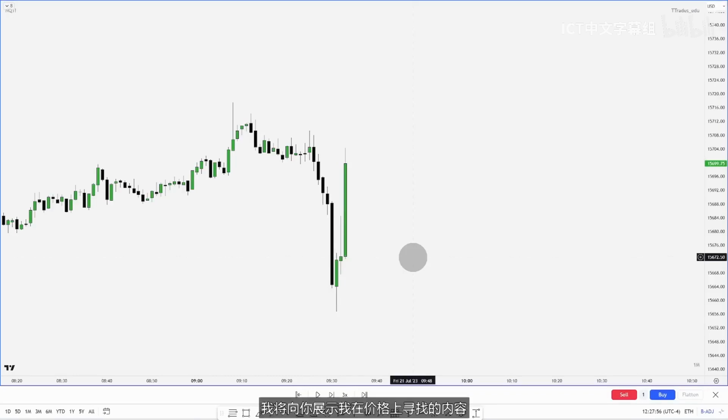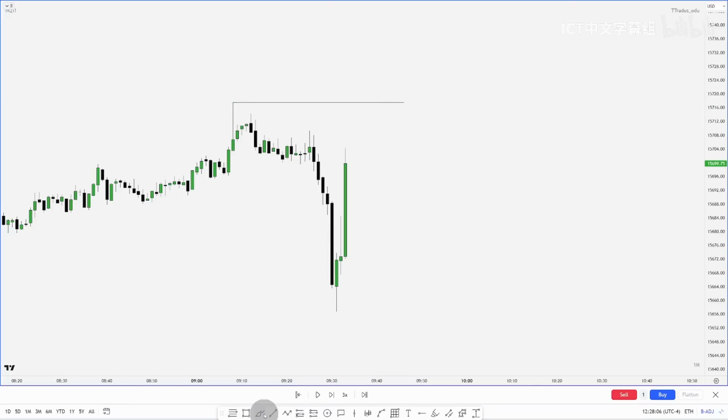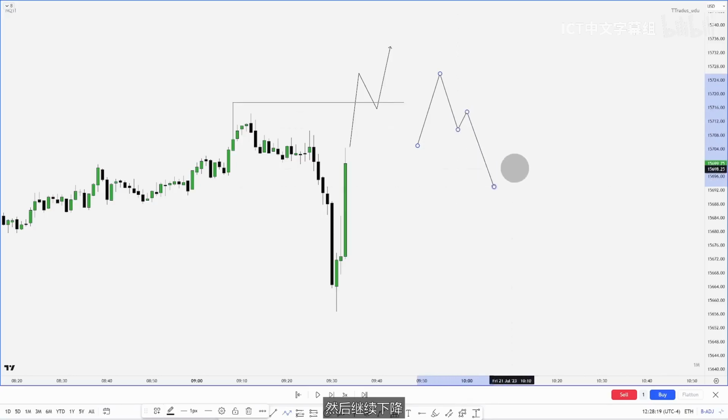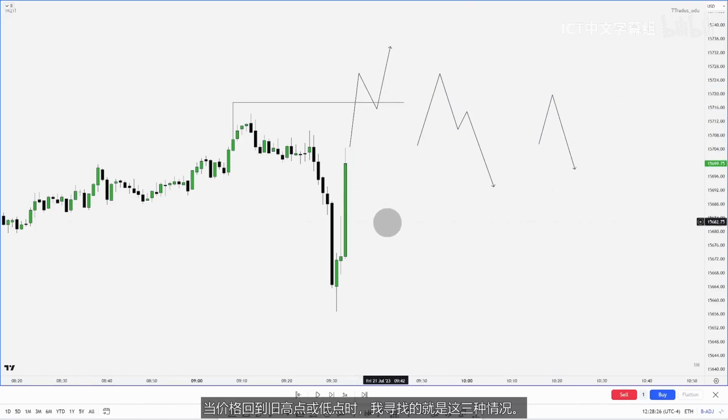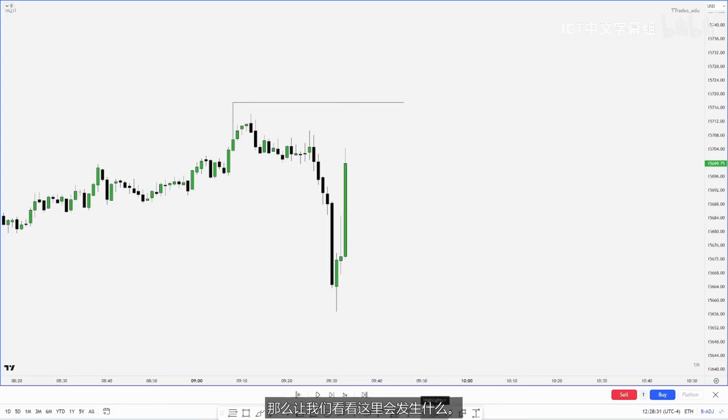Before we begin this example, I'm going to show you what I look for in price at old highs and old lows. So if we mark out this high here, there's a few things that I look for when price returns to this area. Price is either going to displace out of this range, retrace and continue higher, or it's going to displace out of this range, displace back into the range, and then continue lower, or it's going to fail to displace over the high and then come back in. Those are the three things that I look for when price returns to an old high or low. So let's see what happens here.